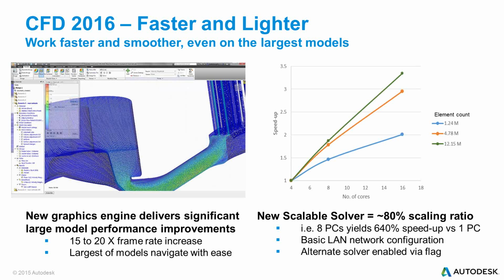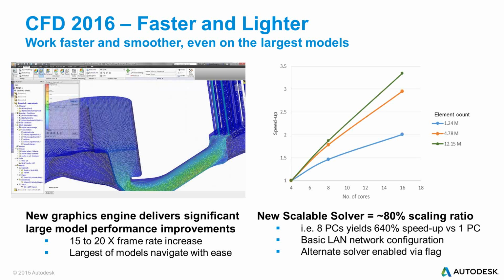And from the solving side, we're introducing our new scalable solver. Now the solver in CFD 2015 is fast, but it scales to a certain point of processors. Up to about 16 processors, it's really fast. And then after 16, 32, 64 and above, it starts to really drop off and taper as far as the amount of returns you get.